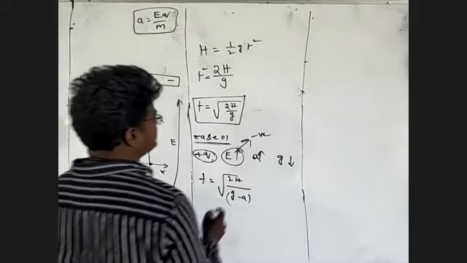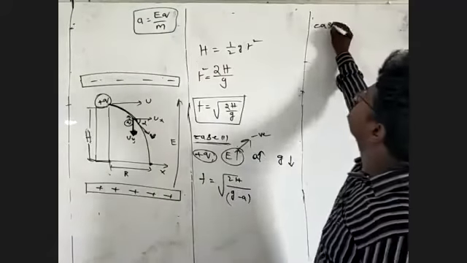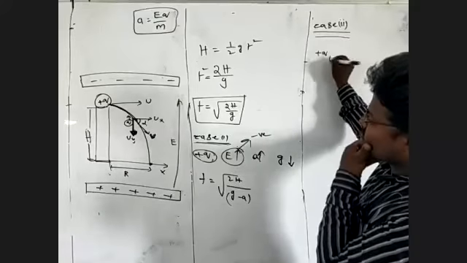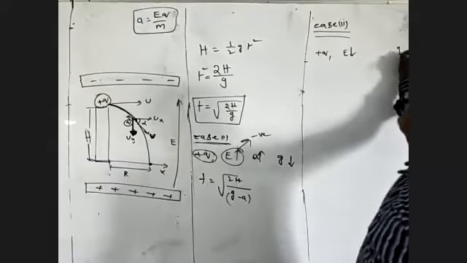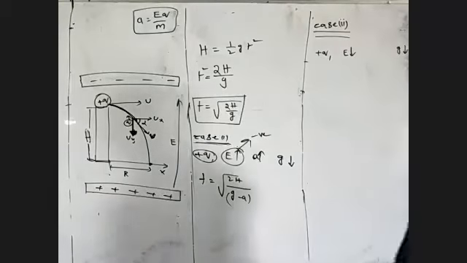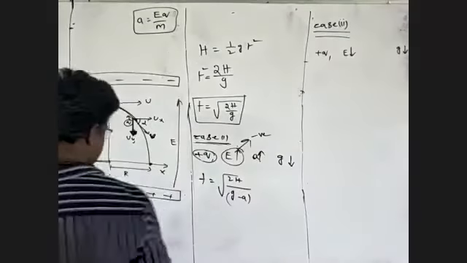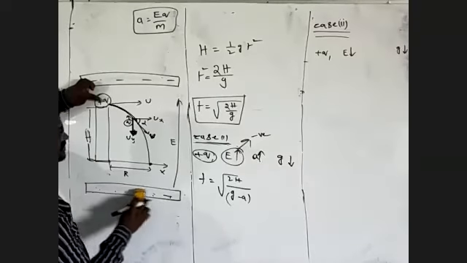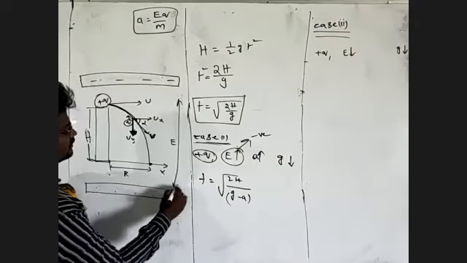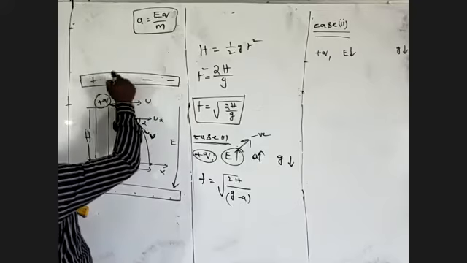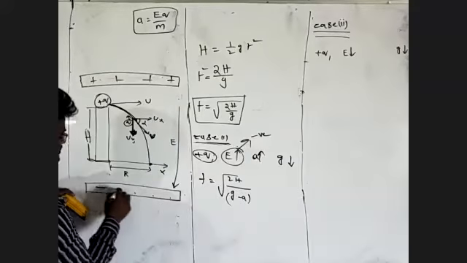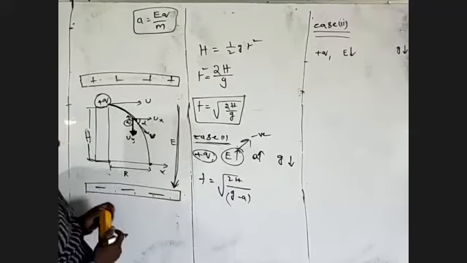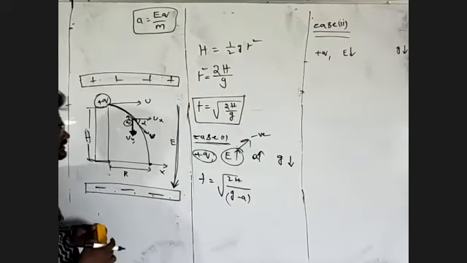Now you will see case number 2. Charged particle is Q, electric field is down, g is also down. We have to simply make the direction of the electric field. The charge is positive, but the direction of the electric field is downward. Downward direction means this is a positive plate and this is a negative plate. The direction of electric field is from positive to negative.